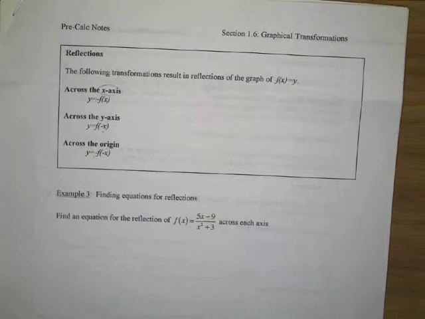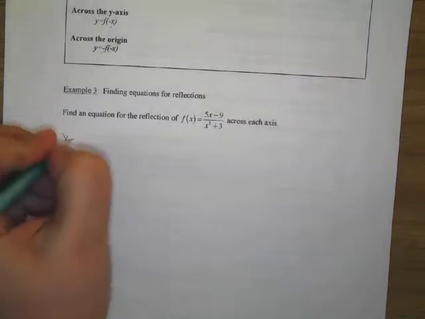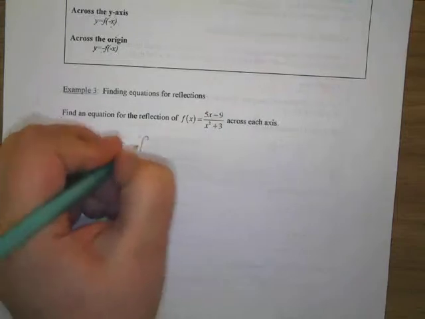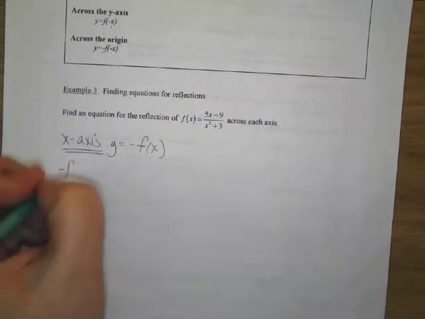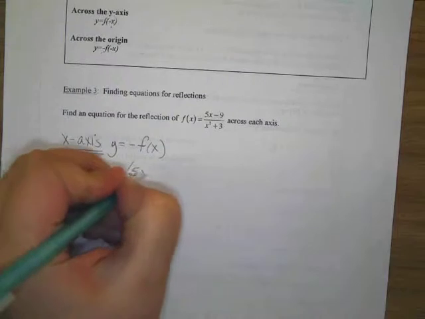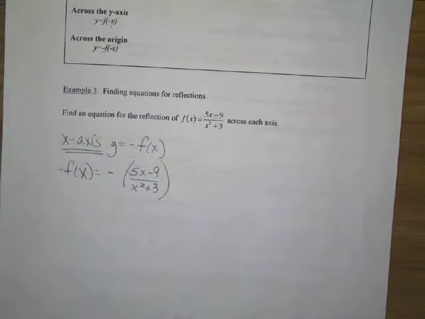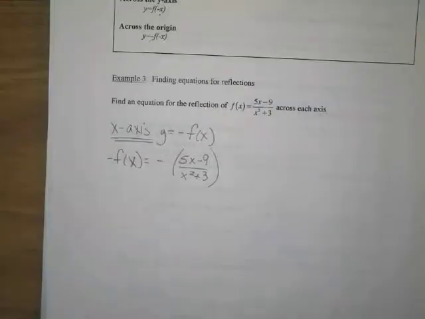So let's practice it. Find an equation of this reflected across each axis. So let's do the x-axis first. For the x-axis, the negative is on the outside. It's the negative of the function. So I'm going to go negative my function. But we're not going to leave it like that, of course, because that would bother us to leave it like that.